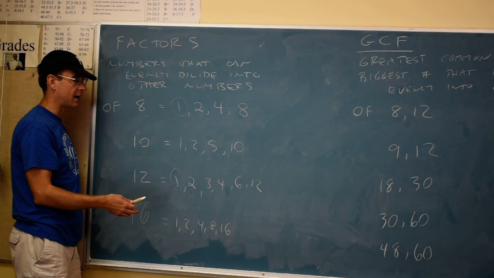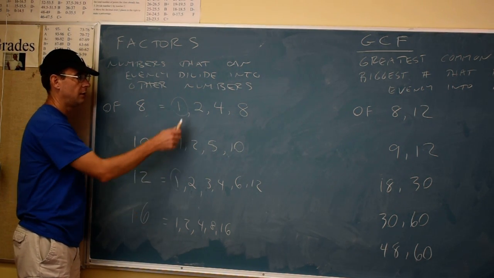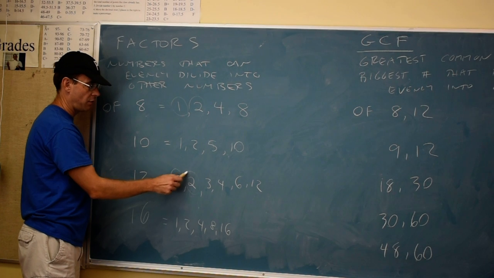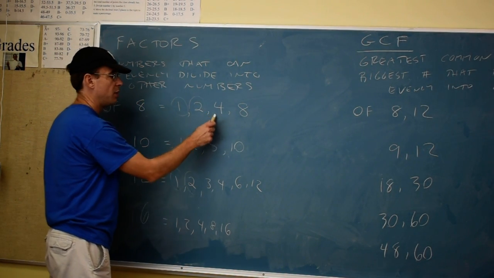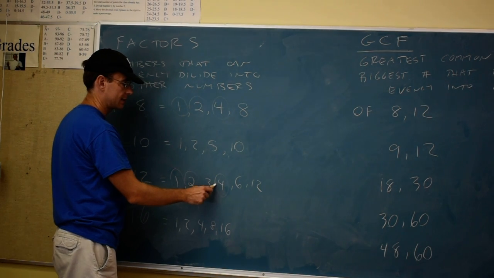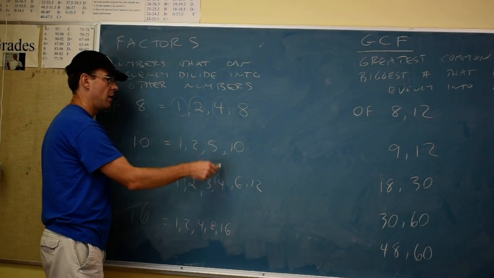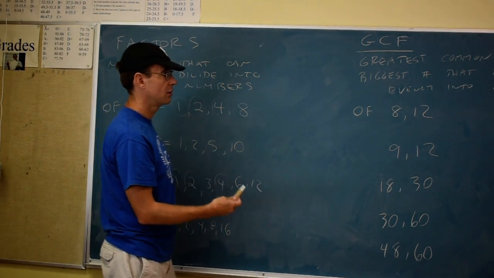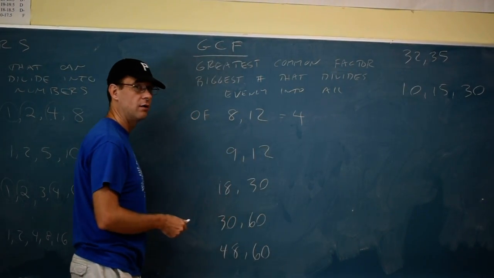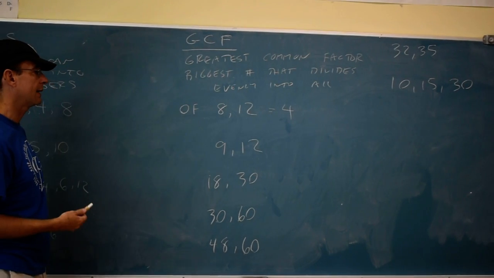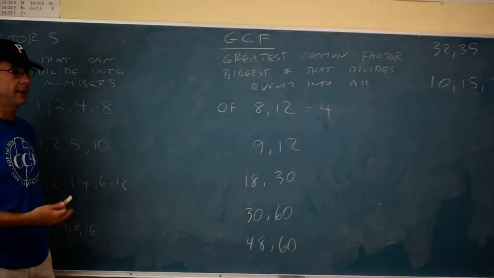That's a common factor, but that's not the answer. Because 2 is in both lists. So that's a better answer, but it's not right. Because 4 is in both lists, and that's the biggest number that made both lists, so the greatest common factor of 8 and 12 is 4. 4 is the GCF, 4 is the biggest number that goes into everything on that list.